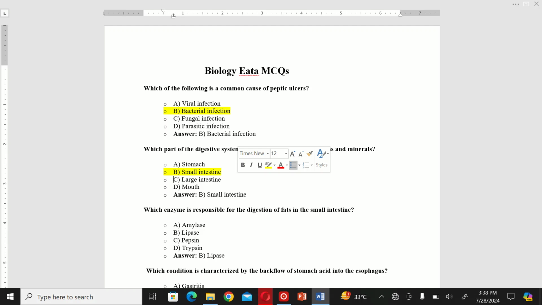The next MCQ is which enzyme is responsible for the digestion of fats in the small intestine? A. Amylase. B. Lipase. C. Pepsin. D. Trypsin. So the correct option is B.